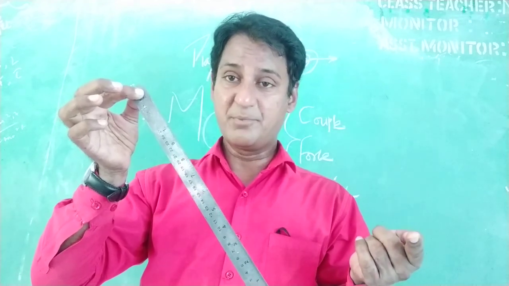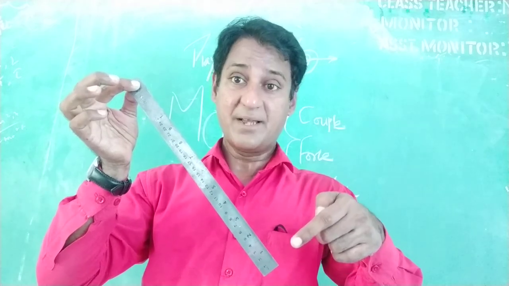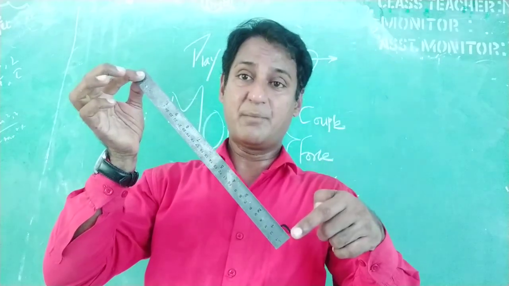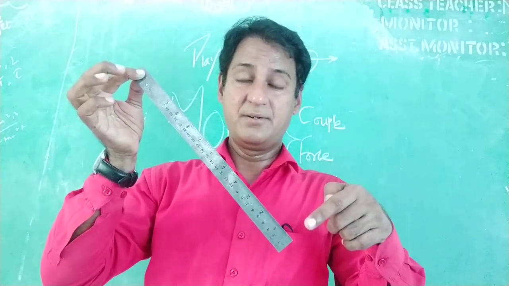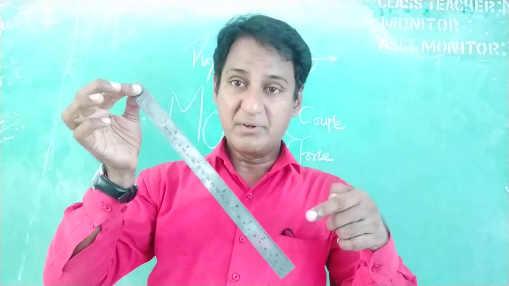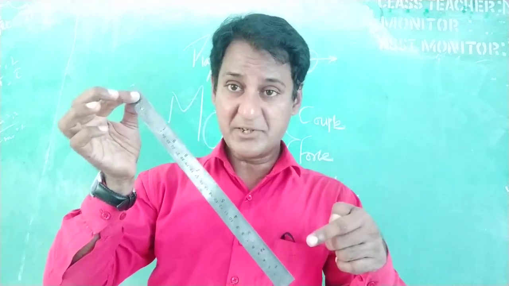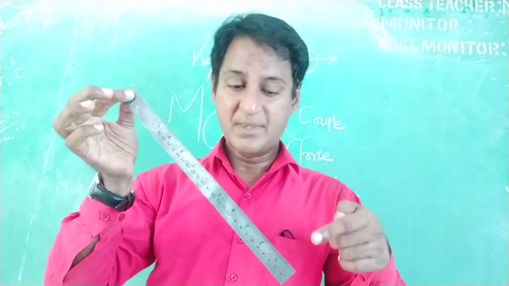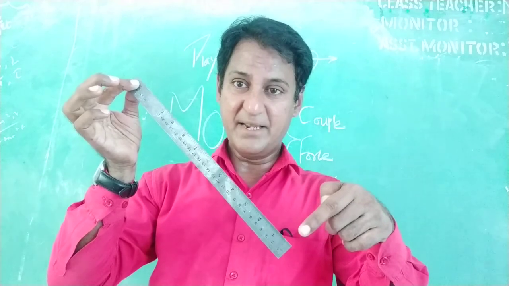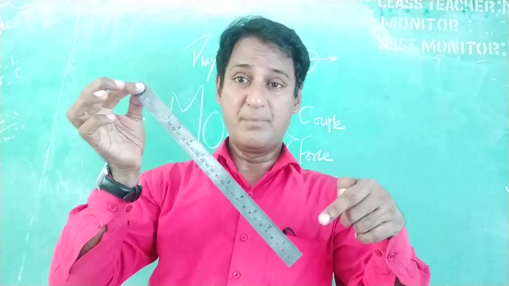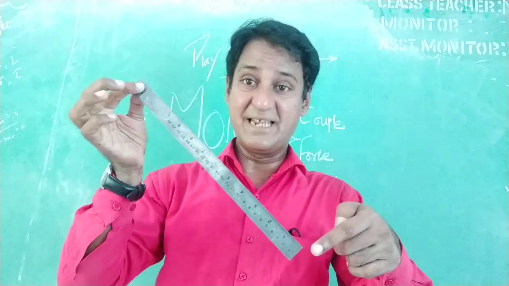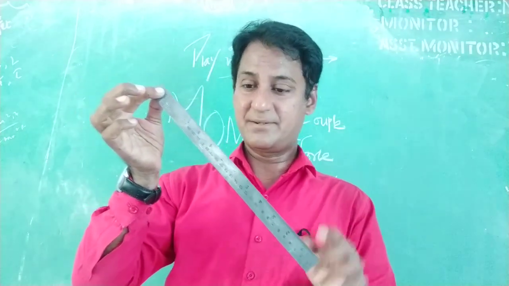Its formula is the force into the perpendicular distance between the axis of rotation and the point of application of the force. So the moment of force, which is also called rotational force or torque, is nothing but the force applied into the perpendicular distance between the axis of rotation and the point of application of force. That is, F into d.